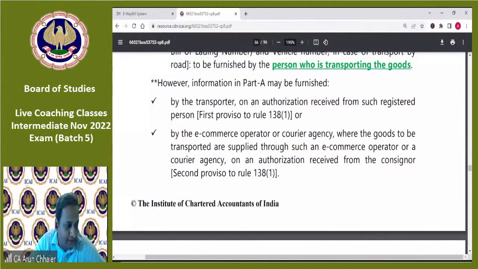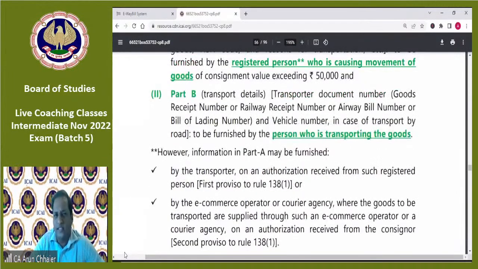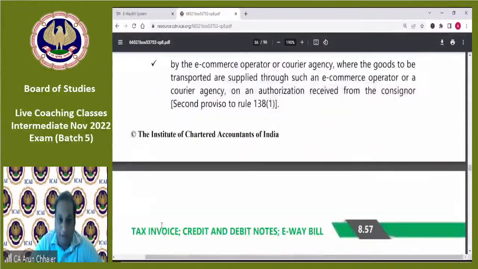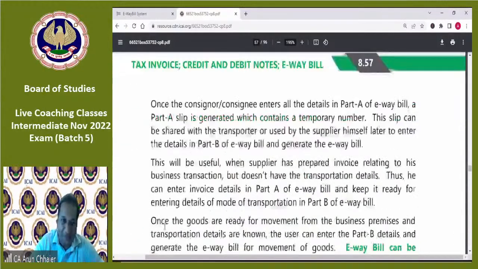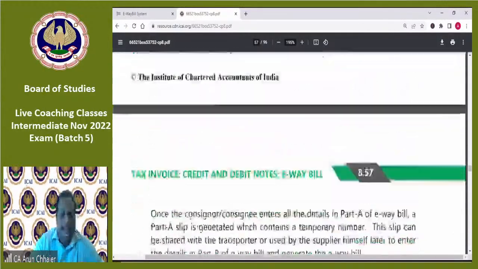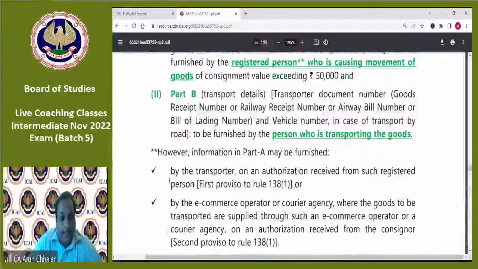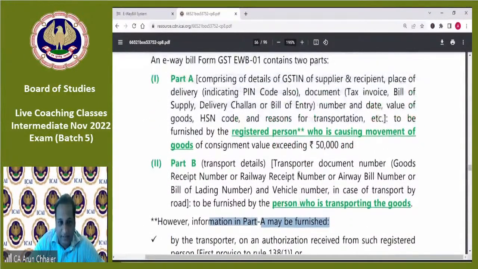If the query is answered, kindly give the reply that it is clear, and if it is not clear, you are ready to ask a counter question. Multiple types of questions, multiple times you ask the question, I do not have any problem, and I will also not be irritated. Rest to be sure. Okay. Next part, information in Part A can be furnished.